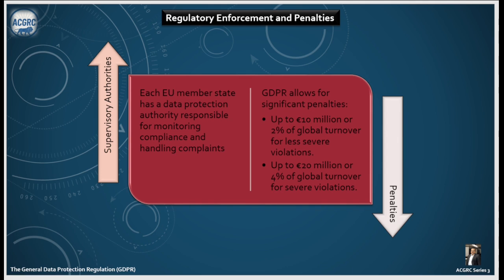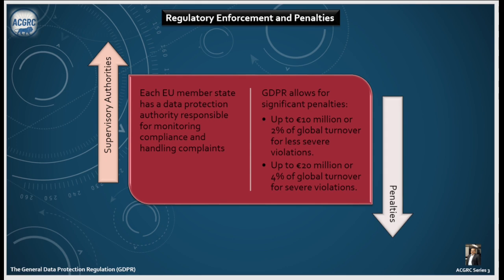Fifth, issue warnings and impose fines. That is, if a company breaks a rule, they can give a warning, order changes, or apply fines. In this, the fines are as steep as 4% of their global revenue, or in some cases 20 million pounds or euros.